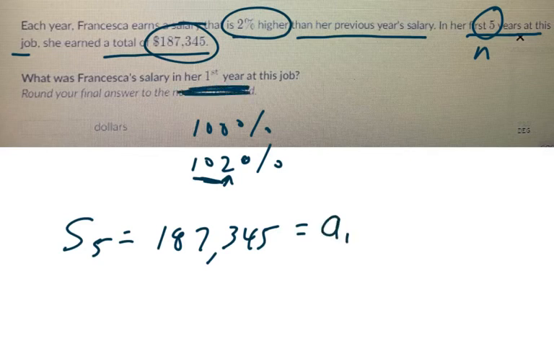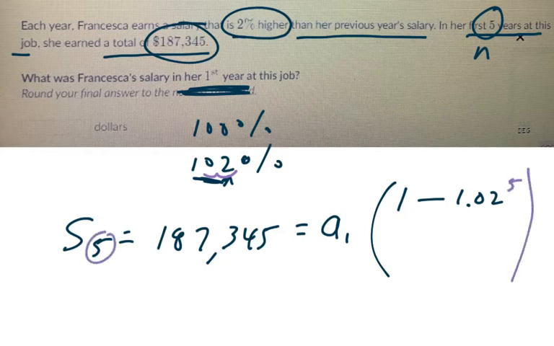That's A sub 1. What we do know is we can times that by 1 minus. Our rate again is 1.02. Remember, we got to move that decimal over 2 spaces. In this case, to the 5 power, because we're doing it for 5 years, divided by 1 minus 1.02.